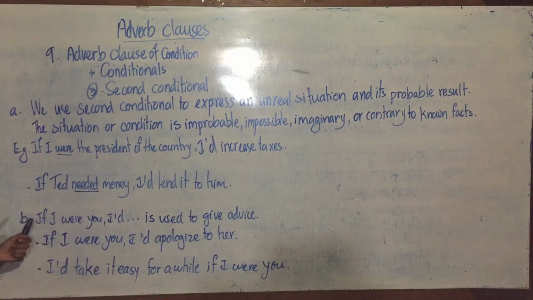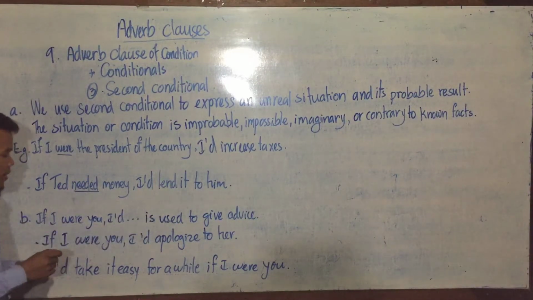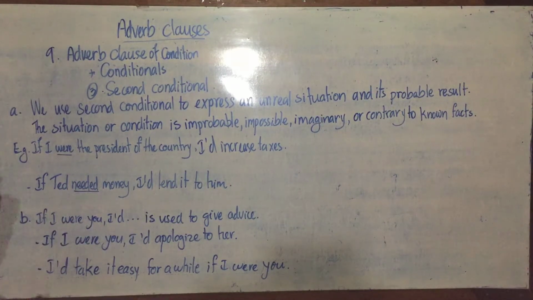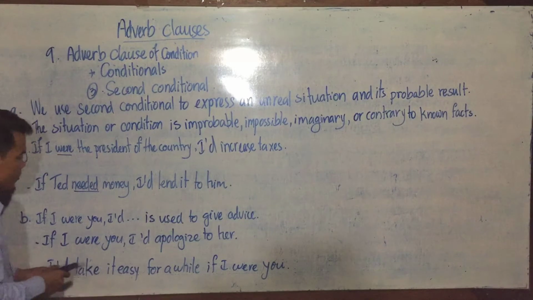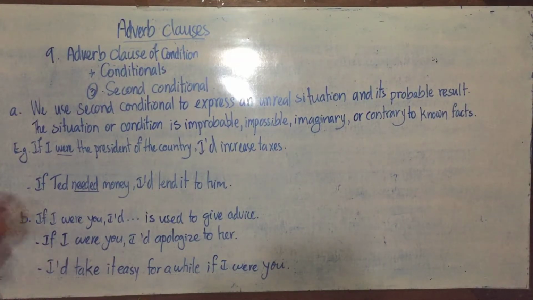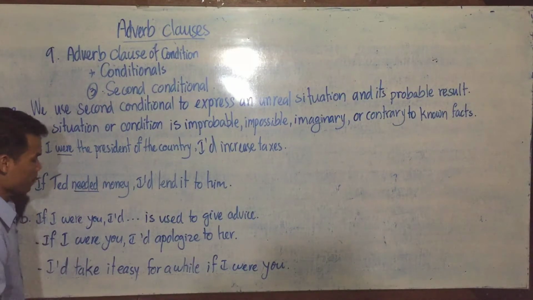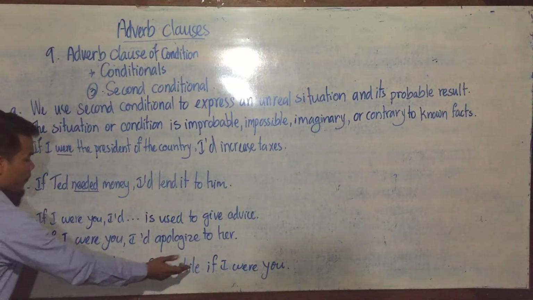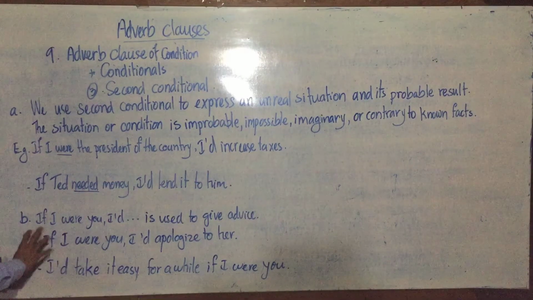One more form is that if I were you, I'd. It's used to give advice. When you see this form, it means that it is used to give advice. For example, if I were you, I would apologize to her. It is impossible that I can become you. I would take it easy for a while if I were you. So you can use if in the middle of the sentence, or you can use if at the beginning of the sentence.